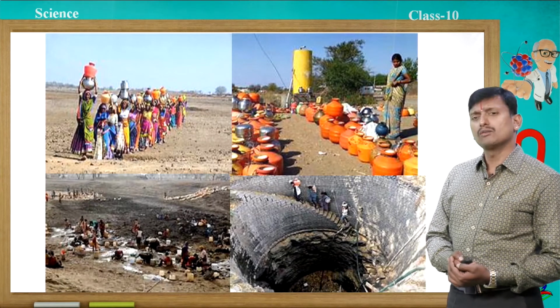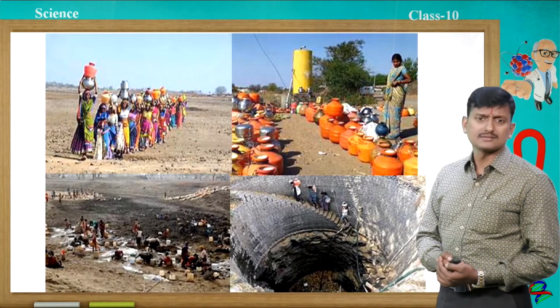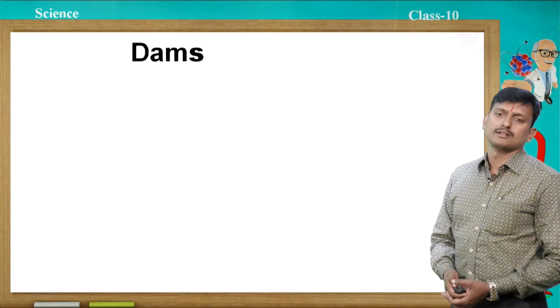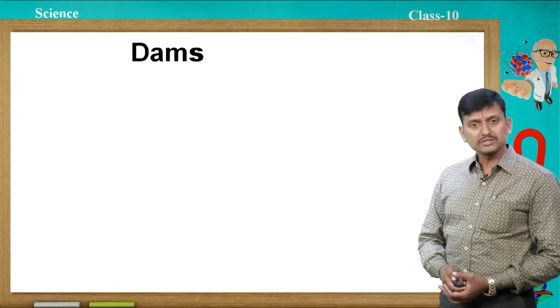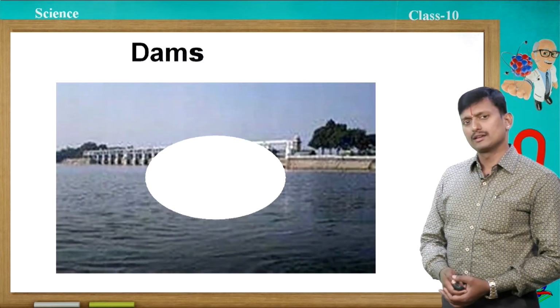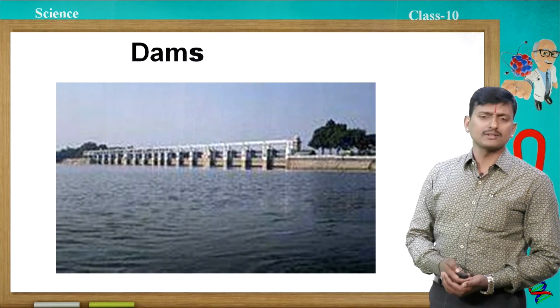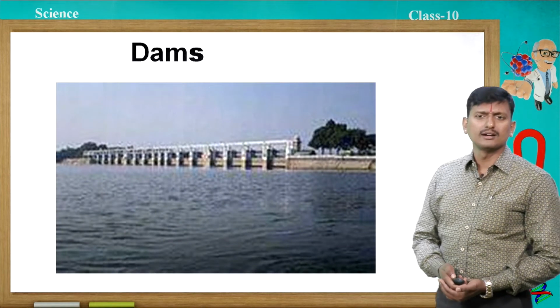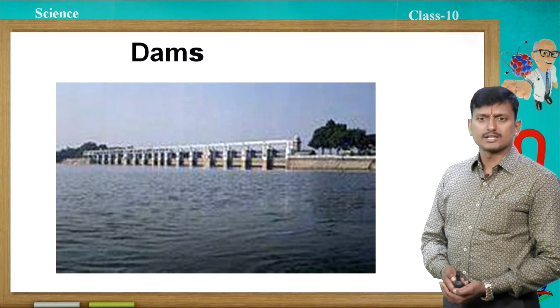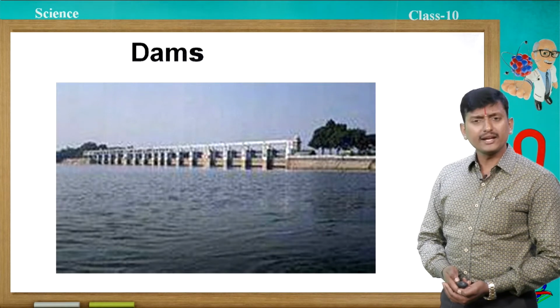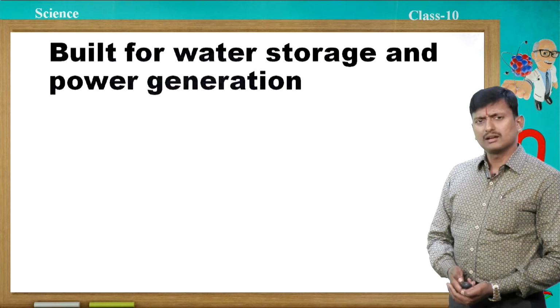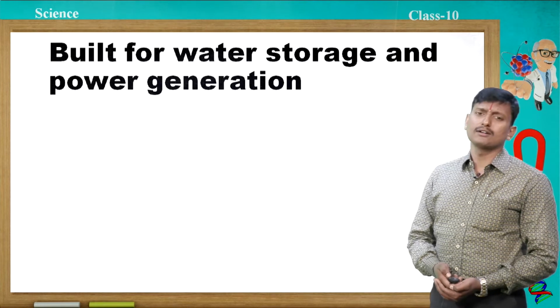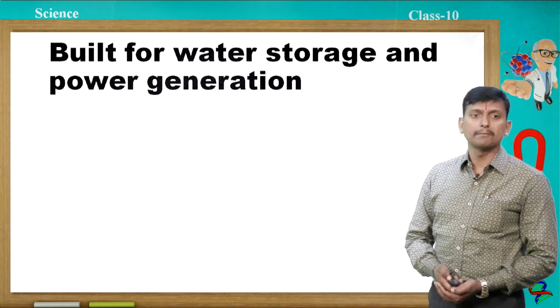Then, what is the solution for this? Dams. So, we are going to construct dams. Why? Have you seen dams in your Karnataka? The KRS dam is there, and Shivasamudra. There are many dams in our country also. These dams are built for water storage and power generation.